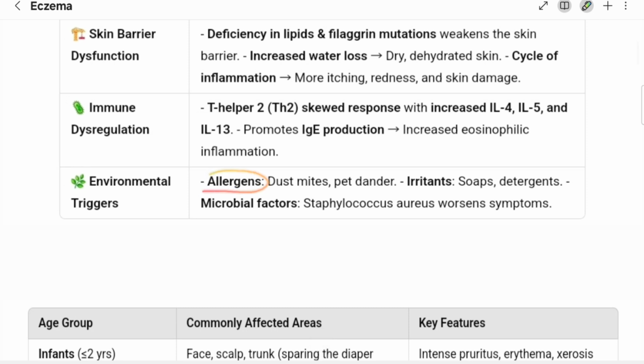And now lastly the environmental triggers. There are some allergens like dust mites, pet dander, irritants like soaps, detergents and also microbial factors. Staphylococcus aureus worsens the symptoms. Actually in atopic dermatitis there is a chance of secondary bacterial infection with Staphylococcus aureus.